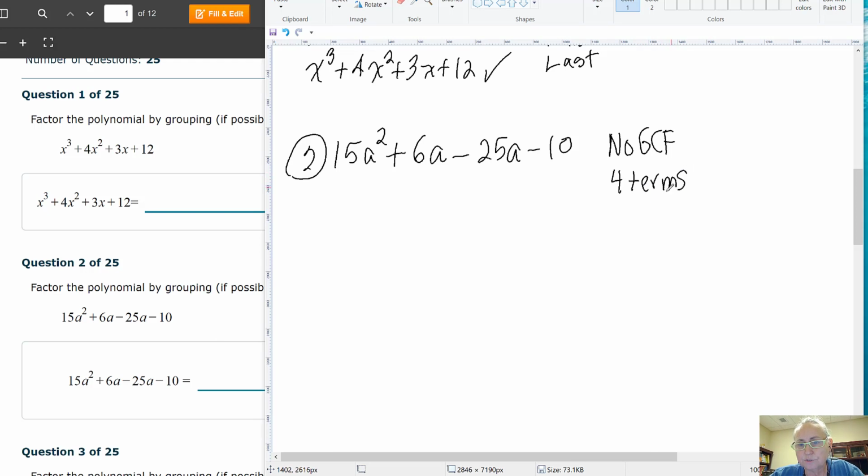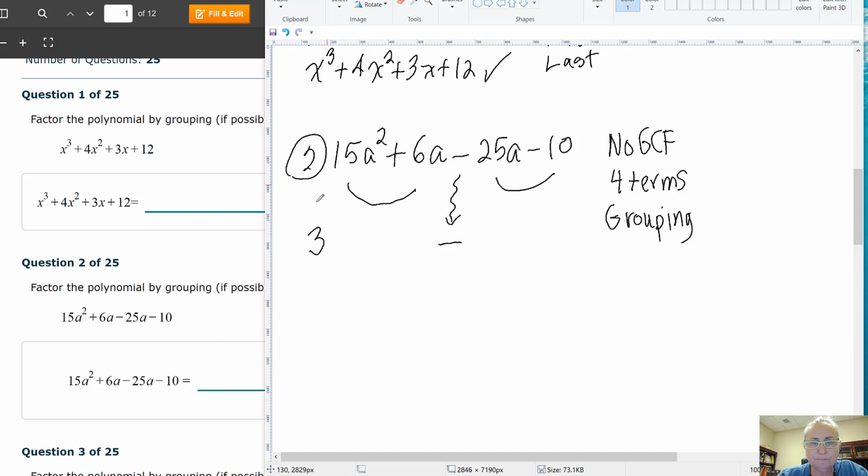Then I count my terms. I have 4 terms, so I need to use this process known as grouping. So we group the first 2 and the last 2, and the middle sign, we go ahead and bring that down. So looking at the first 2 only, we see that 15 and 6 have a 3 in common, and they both have a factor of a. Then reversing the distributive property, this would be 5a plus 2. And look, that's 15a squared plus 6a. Minus sign has dropped down.